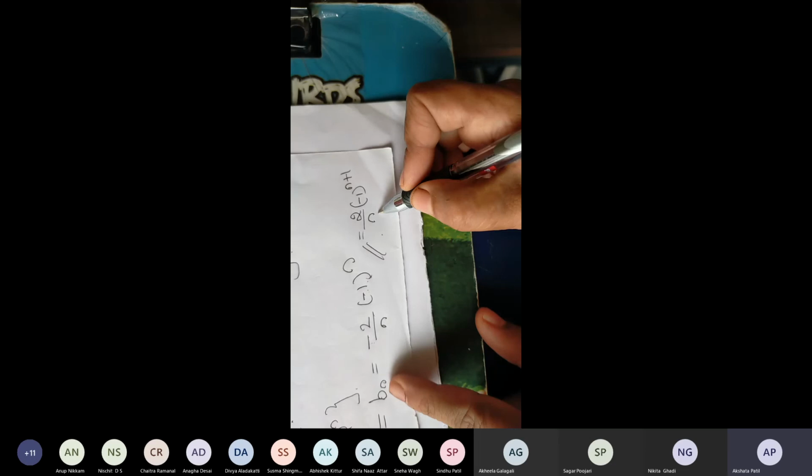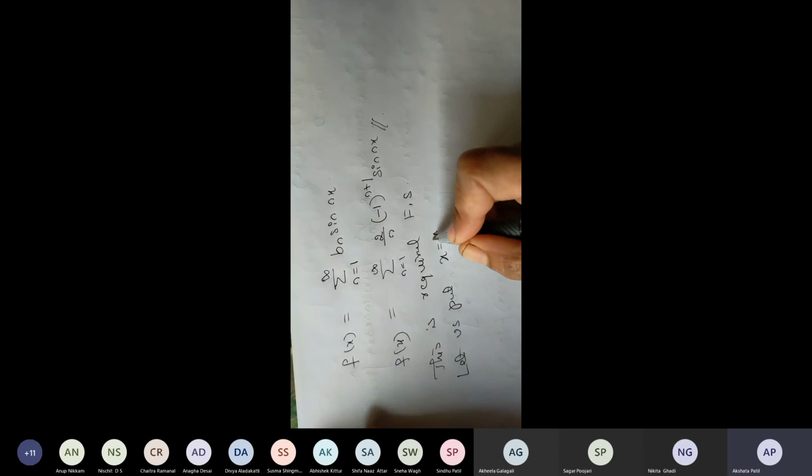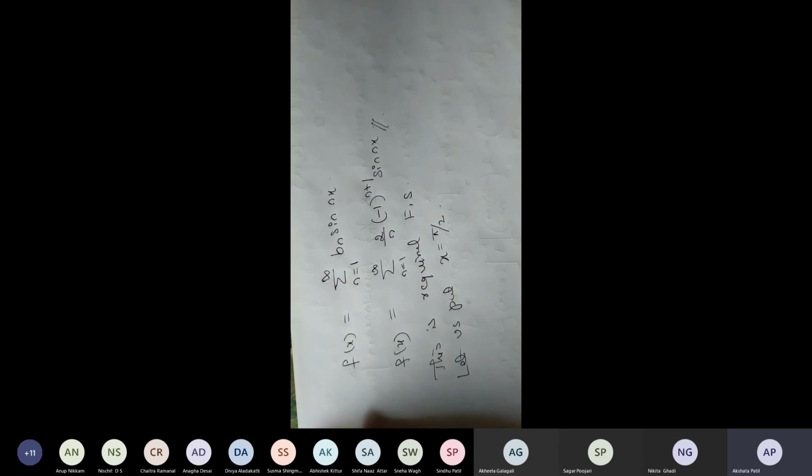So this is the required Fourier series. But they are asking one more question here. Hence deduce that pi by 4 equals 1 minus 1 by 3 plus 1 by 5, and so on. Now what should I do here? Let us put x equals to pi by 2.